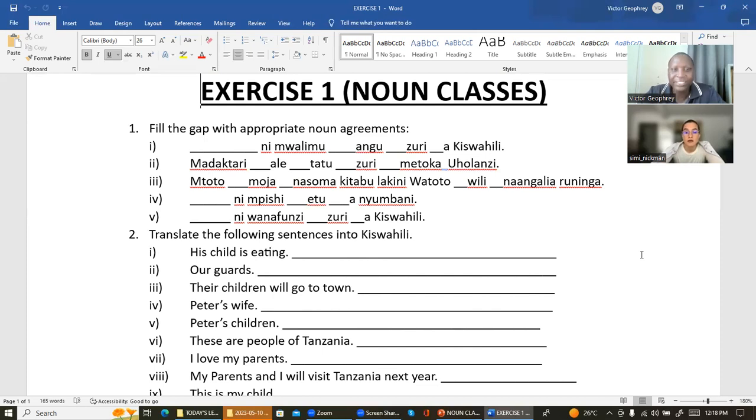Mtoto mmoja anasoma kitabu, lakini watoto wawili wanaangalia runinga. Very good. You're very smart. Runinga ni nani? Television. Yes. Other people say television, but the Swahili name is Runinga. I know some Swahili people who don't know Runinga is television.